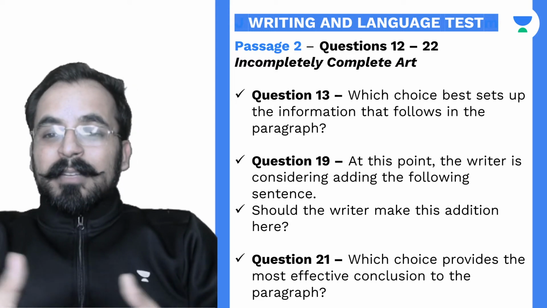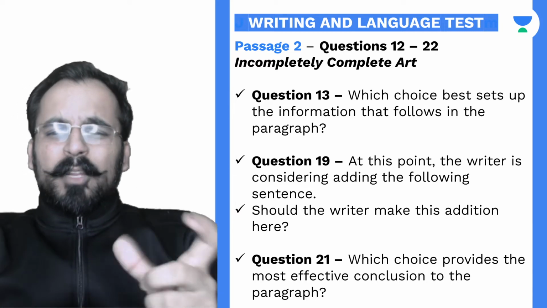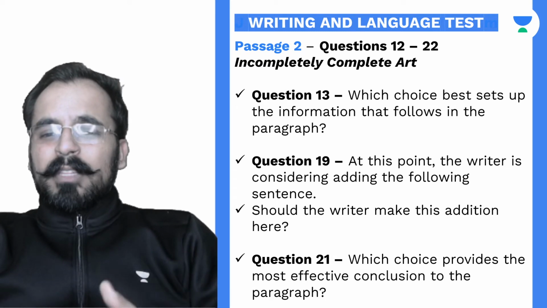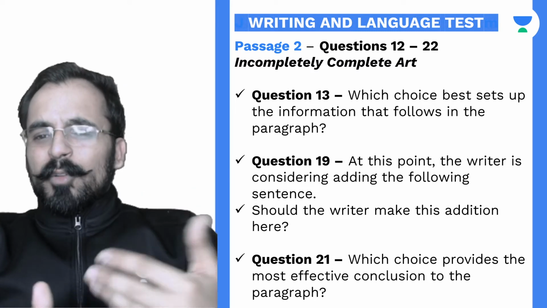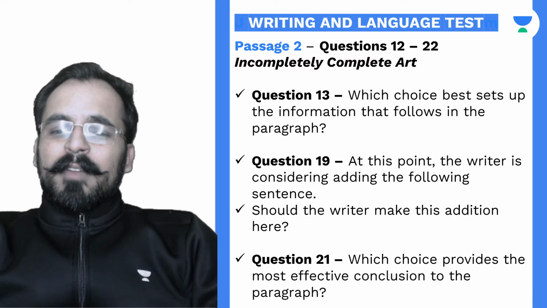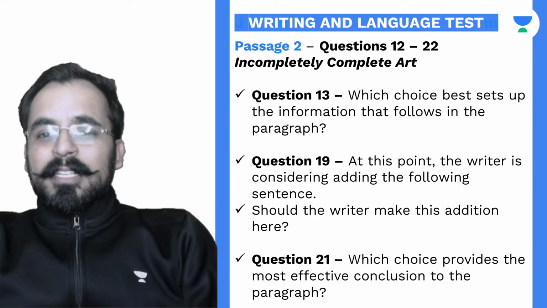Question number 19 was, the writer is planning to add a particular sentence was given and you were asked, okay, do you think whether he should be doing this addition here? So there were yes, no questions. Question number 21, again, which choice provides the most effective conclusion? In the previous one, we saw that was a transition based question.